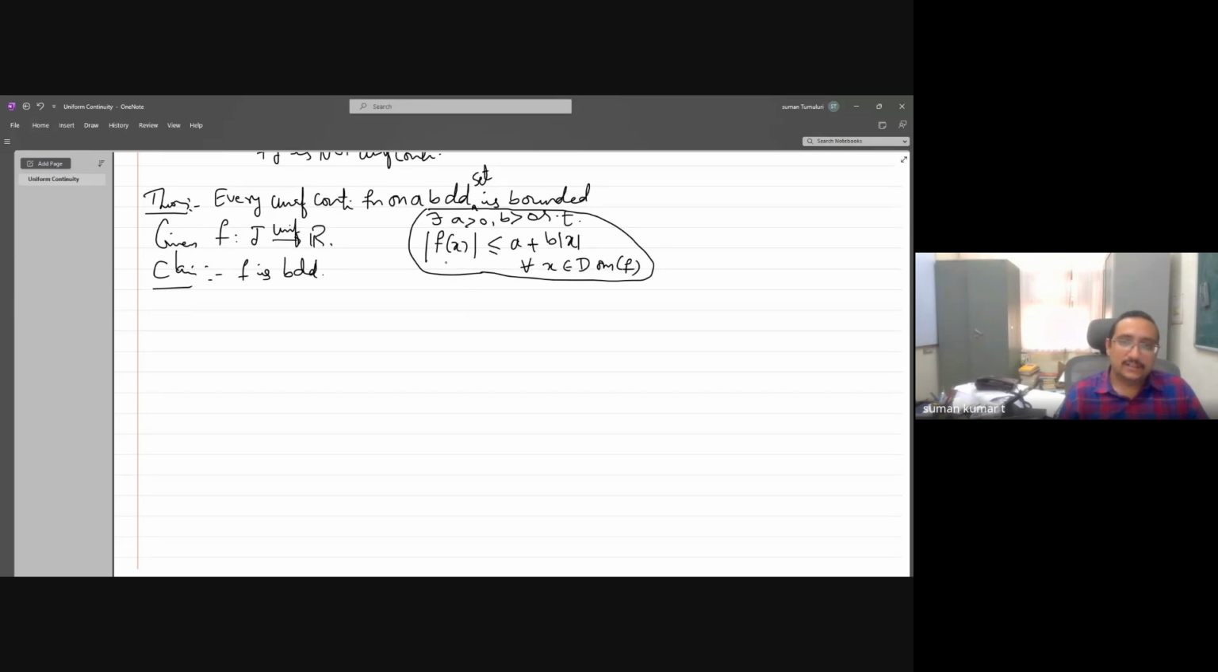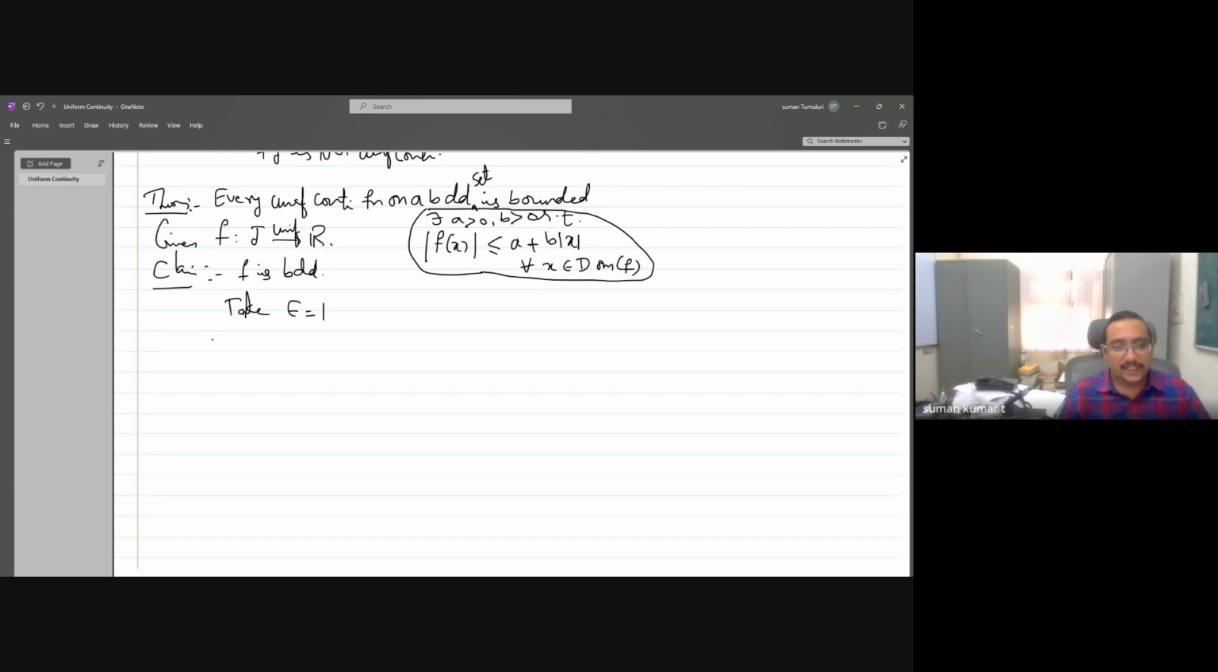So what you should now take away is, if f is a uniformly continuous function, then there exist two constants a and b such that this happens for every x in the domain of f. Now let's try to prove this. All that you need to do is take epsilon equal to 1.